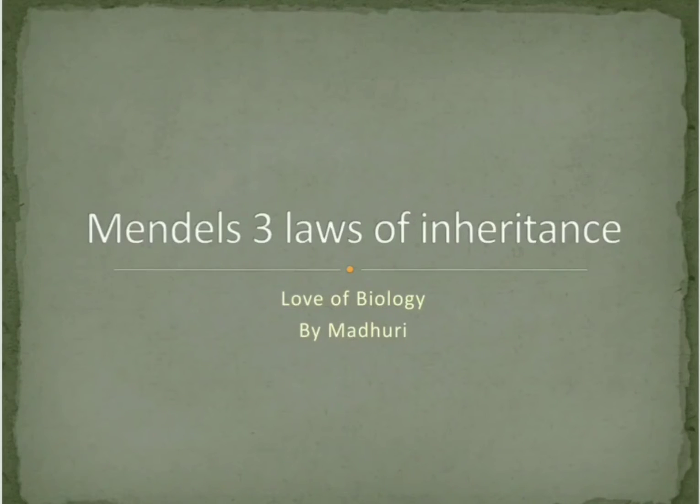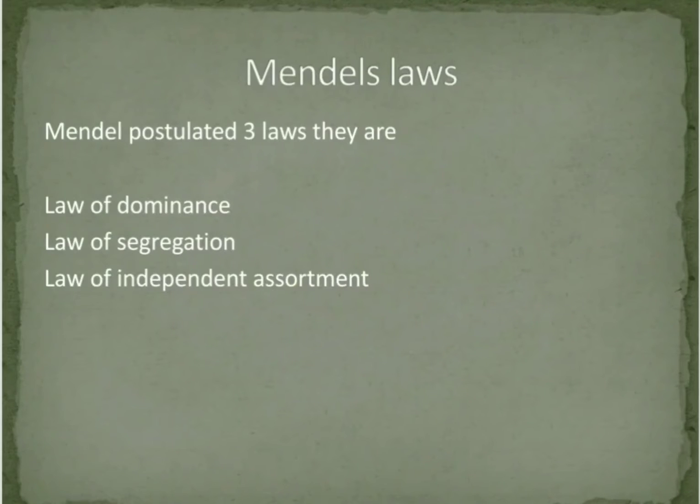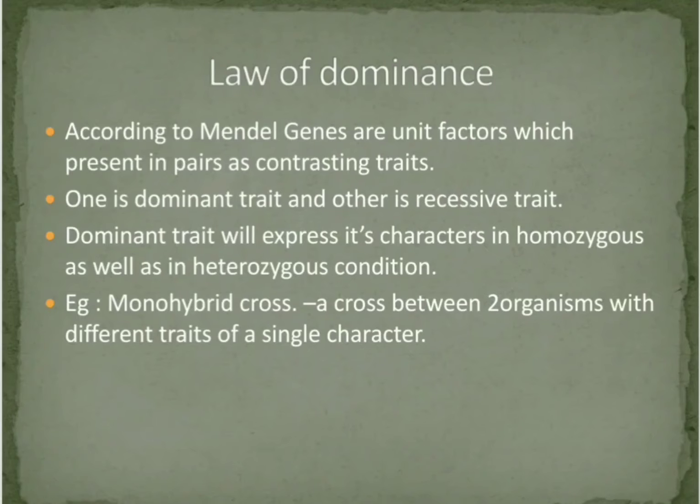Today we are going to learn about Mendel's 3 laws of inheritance. Mendel proposed, or postulated, 3 laws. They are the law of dominance, the law of segregation and the law of independent assortment. Let us see one by one. First, the law of dominance. We already learned the dominant and recessive terms in the previous video.